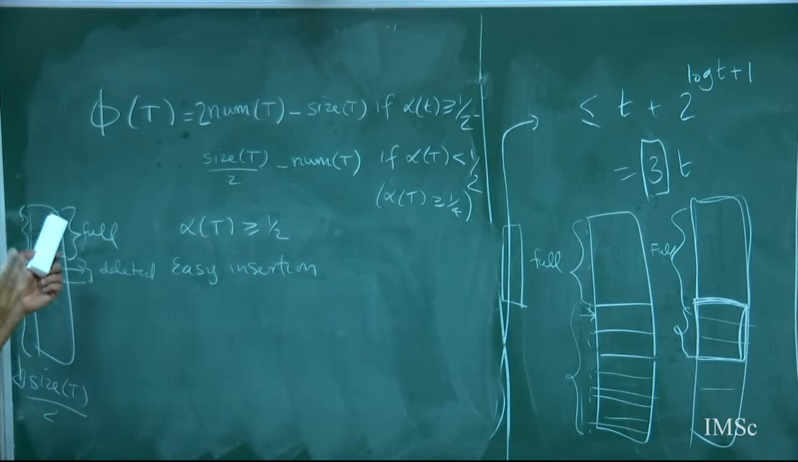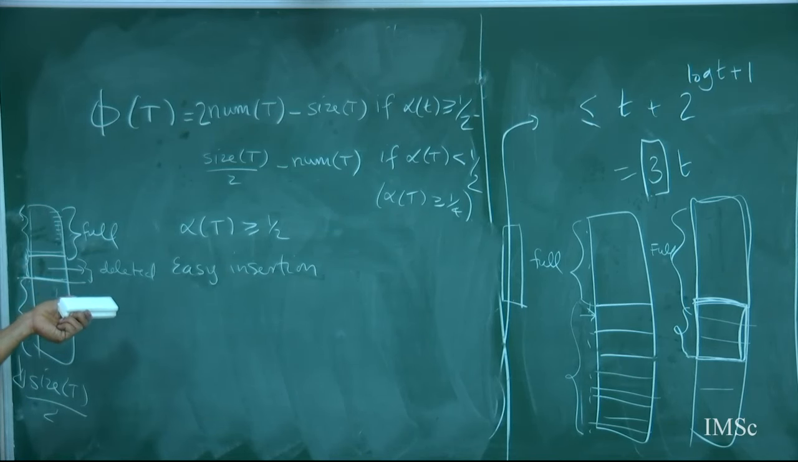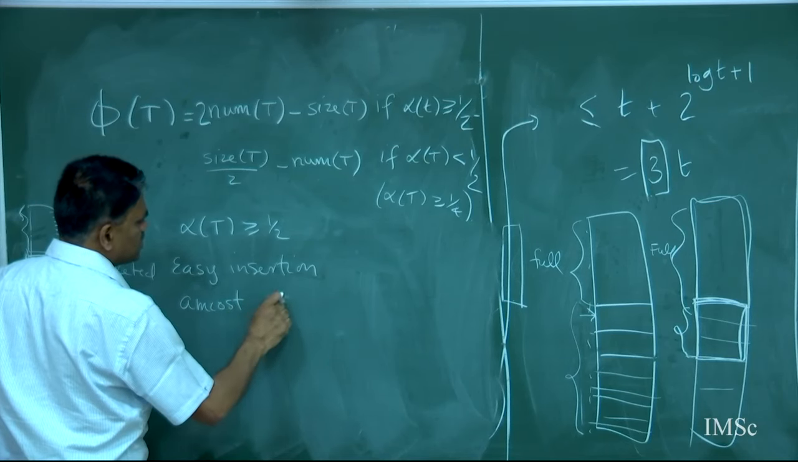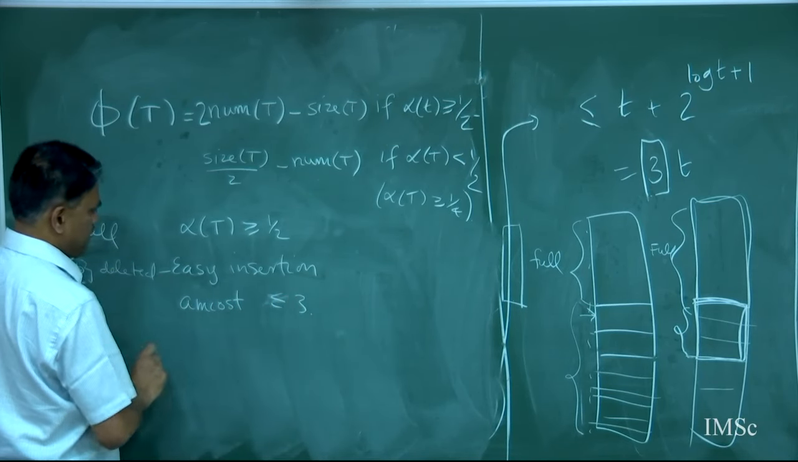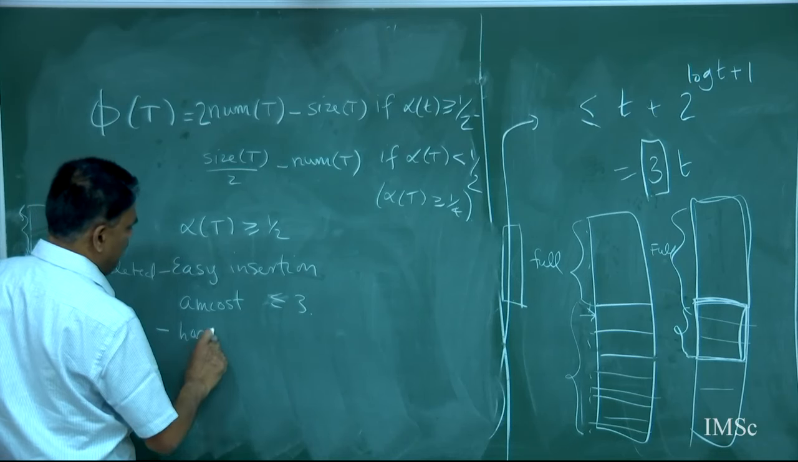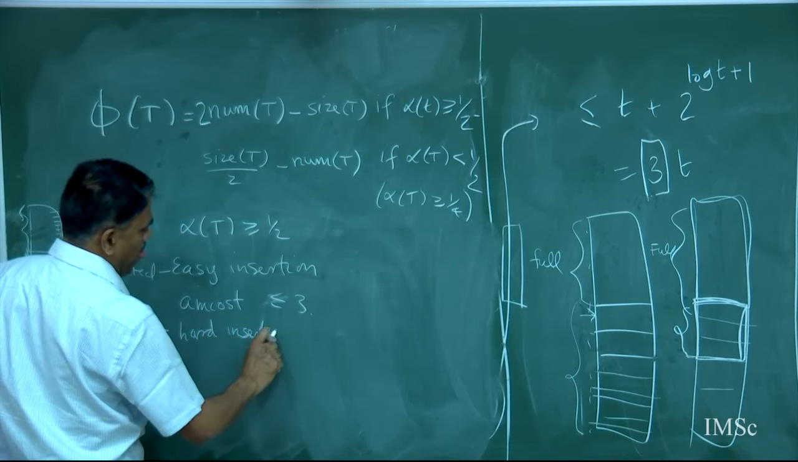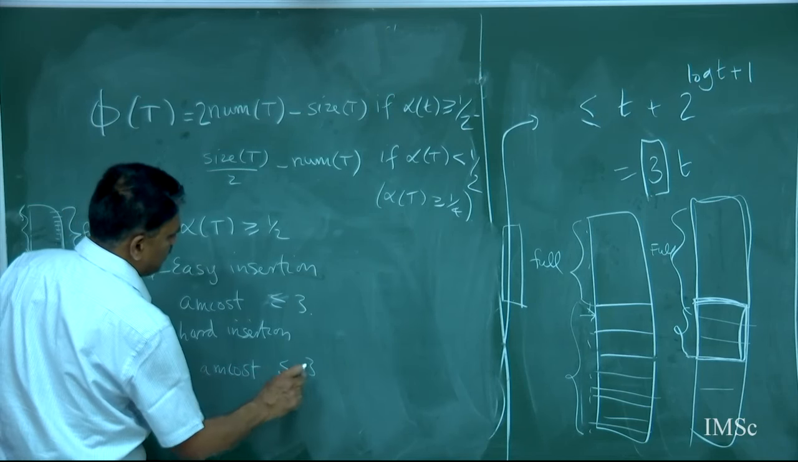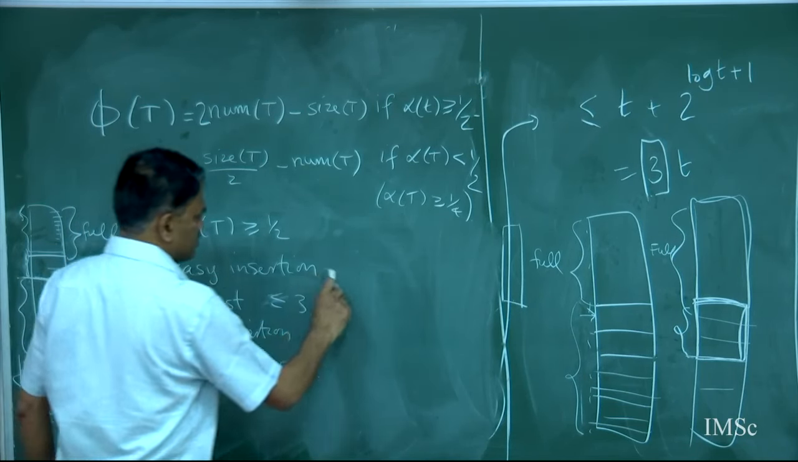This is exactly the same as what we did before, because the load factor is always greater than or equal to half, and I'm inserting, so the actual cost will be 1. The amortized cost: the table size doesn't change, the number of elements increases, so the amortized cost is at most 3. If I do a hard insertion, again exactly similar to what we did, it will be 3. Okay, this is the old analysis.